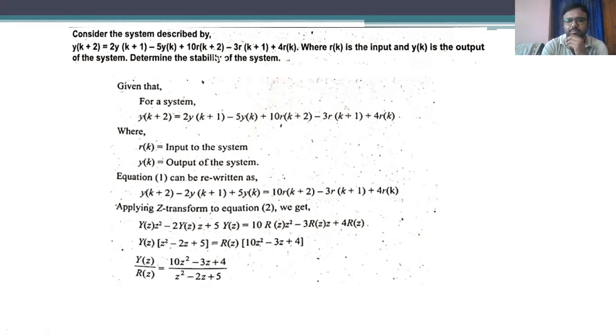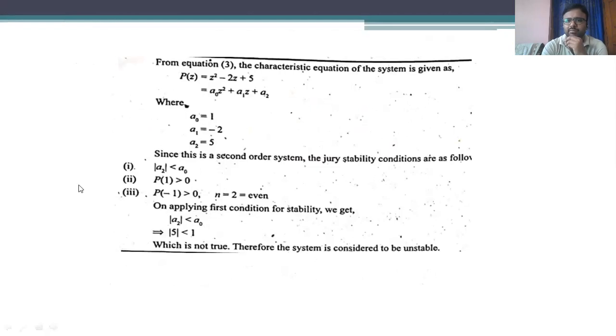Okay, so this is the characteristic equation, that is P of z is equal to z square minus 2z plus 5. This is the characteristic equation of this particular system. So from that, A0 is 1, A1 is minus 2, and A2 is 5. And how many conditions have to be satisfied for this one? The order of the equation is 2. That means 2 plus 1, 3 conditions have to be satisfied.